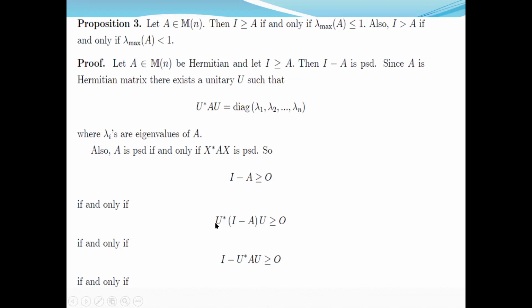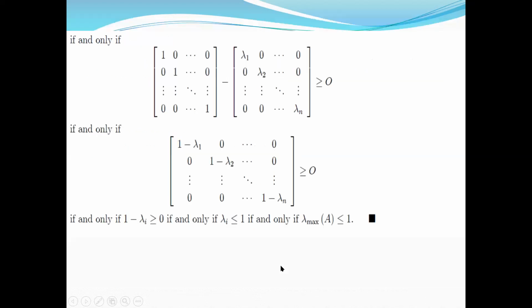This holds if and only if X star (I minus A) X, here X is unitary. Now take this inside: U star U, identity, minus U star AU is greater than or equal to 0. This holds if and only if we write it in expanded form, and this matrix is this. This is positive semi-definite, and all the diagonal entries must be non-negative real numbers. So 1 minus lambda i is greater than or equal to 0, and this means lambda i is less than or equal to 1. And this also holds if and only if lambda maximum is less than or equal to 1. Clear this?